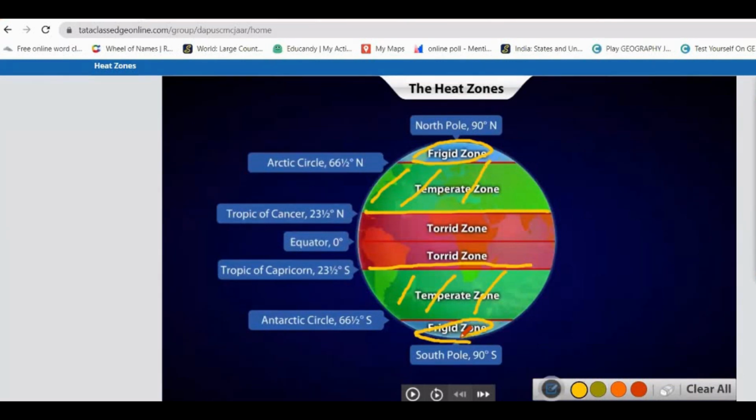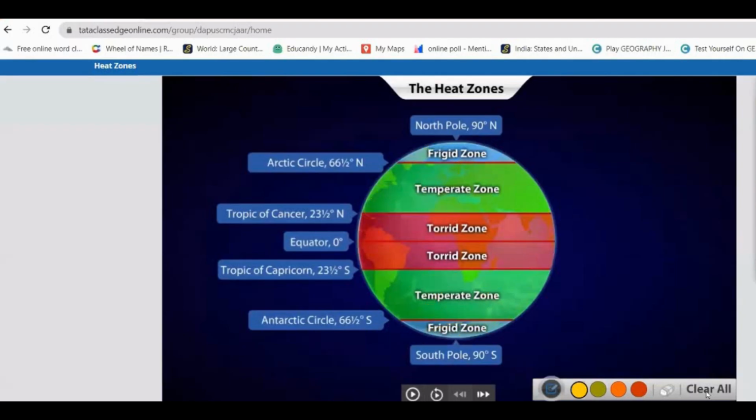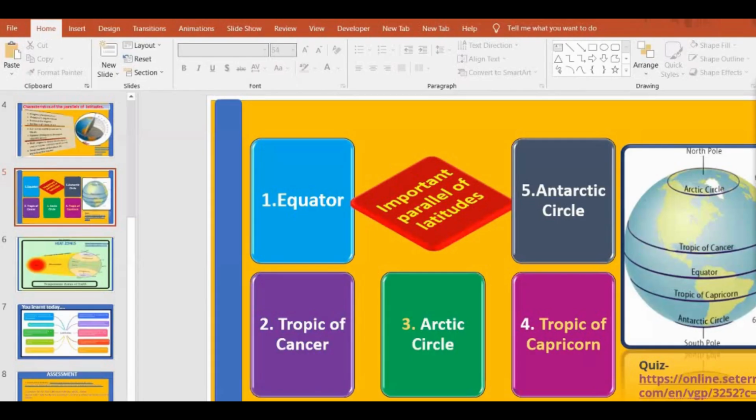So we can easily find out where these places are located, that means throughout the world, which places are warmer and which places are colder. Next class, we will discuss all of this.